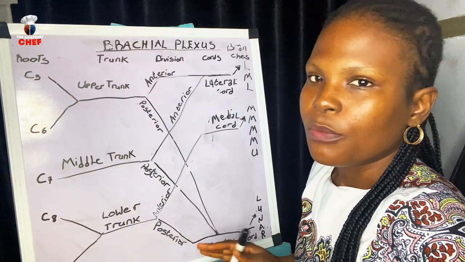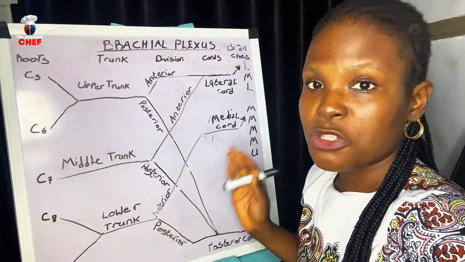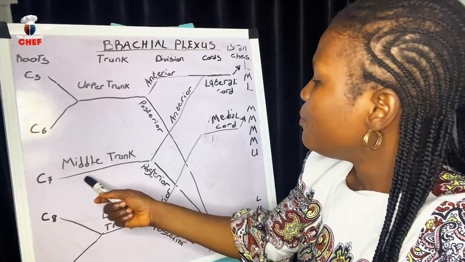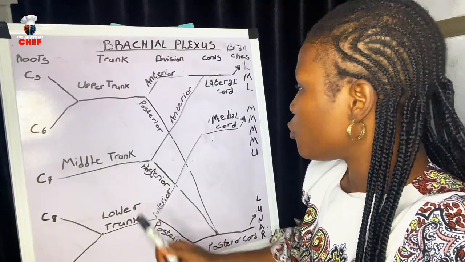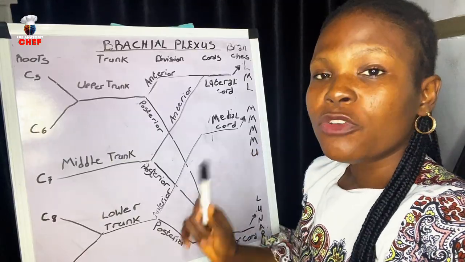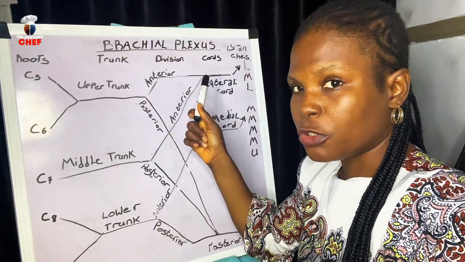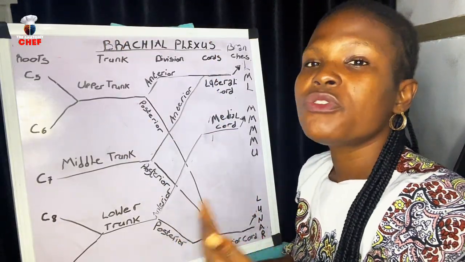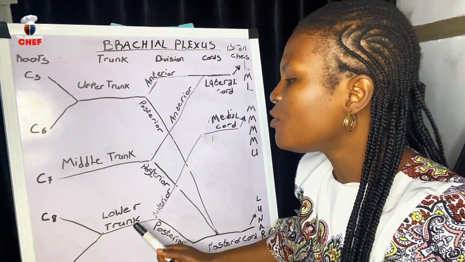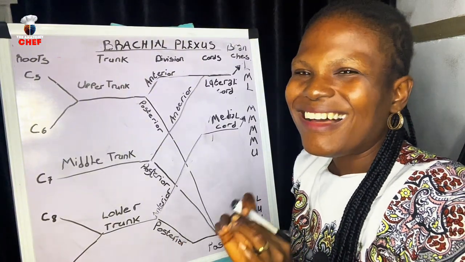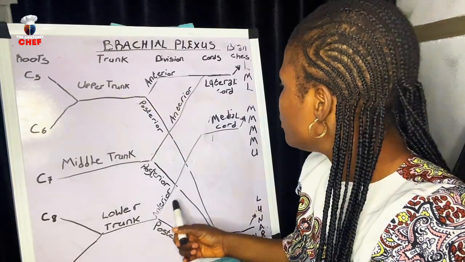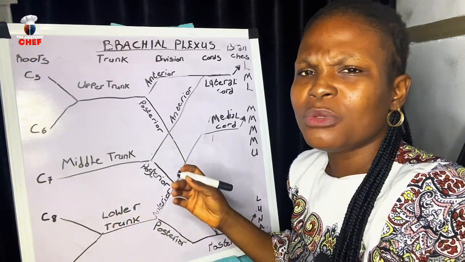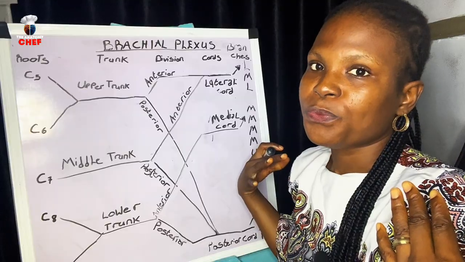So that should be easy. All of the posterior divisions fuse together to give rise to the posterior cord straight up. Then we have the anterior division of the lower trunk. Remember that that's the only standalone we have. The anterior divisions of the upper trunk and the middle trunk give rise to the lateral cord. All of the posterior divisions of the upper, middle and lower trunks gave rise to the posterior cord. So we have the anterior division of the lower trunk alone; it stands alone and continues to give rise to the medial cord. So it looks like there's something about this middle trunk and middle trunk cord that likes to do things on their own. Do you understand?